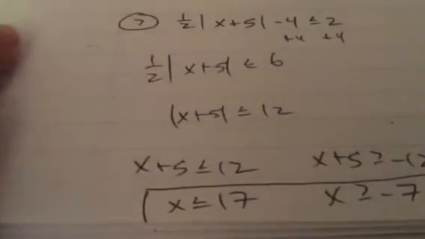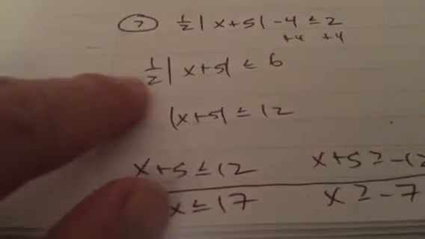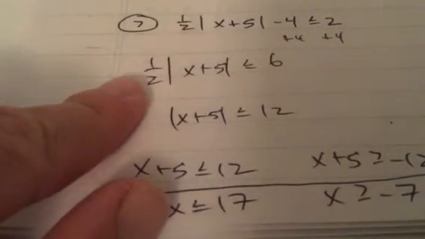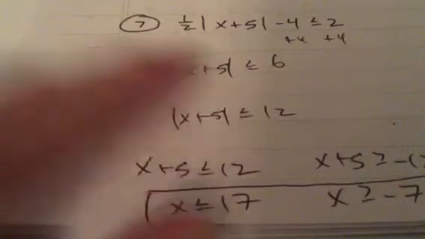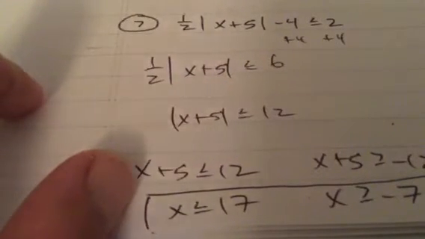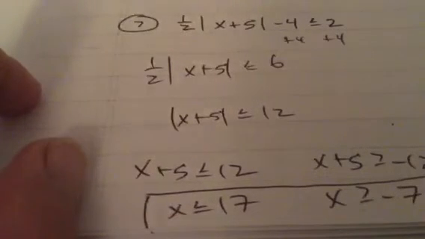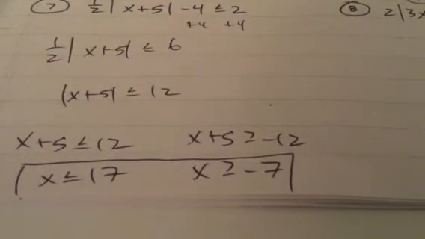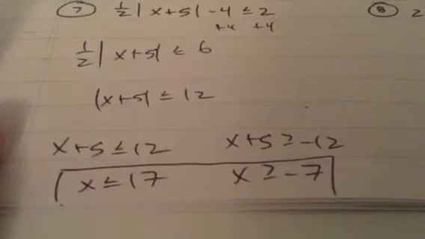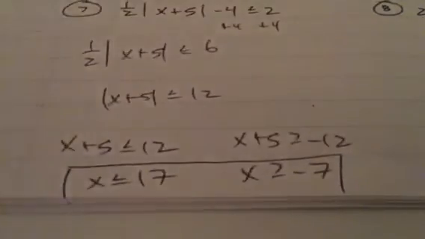Then here on number 6, we're going to add 4 to both sides, and then to get rid of the 1/2, I could divide 6 by 1/2, or I could multiply both sides by 2. So do one of those two things. Absolute value of x plus 5 less than or equal to 12. So drop the absolute value, x plus 5 less than or equal to 12. And then make it negative, and then flip the sign. So again, this would be an and statement. You can be less than or equal to 17 and greater than or equal to negative 7. That was page 15, folks.